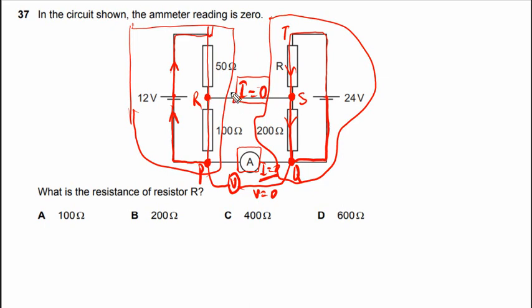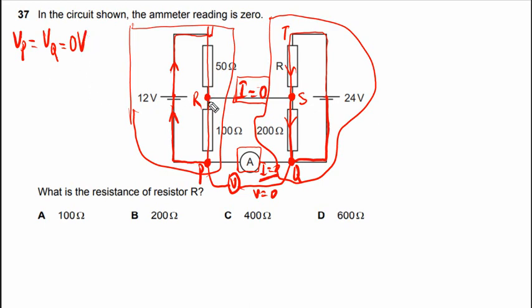Now, what is common between these two circuits? If we look at point P and point Q, this is our point Q and this is our point P. Potential at these 2 points is the same. We can simply write Vp is equal to Vq, and these 2 points are at zero potential. We can simply say it is equal to 0 volt.